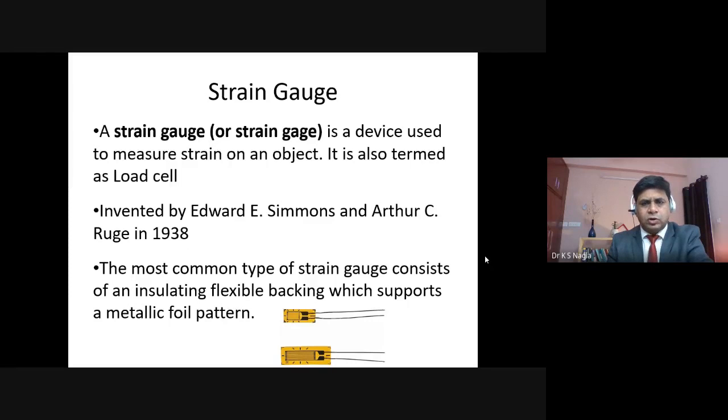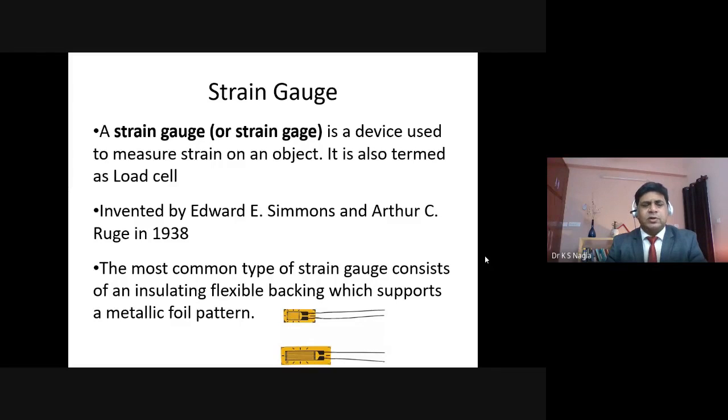So the strain gauge means an instrument which you are using to measure the strain, but the strain is not directly measured. Actually, you are measuring certain other physical parameter, maybe the load. Strain gauge is a device used to measure the strain on an object. It is termed as a load cell. Now, this strain can be in the form of a load falling over any object. The strain may be in the form of a pressure. The strain may be in the form of a torque, which you are measuring by using a strain gauge.